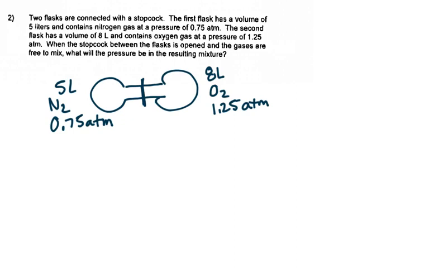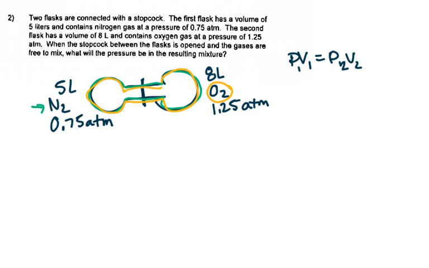It says when the stopcock is opened and the gases are free to mix, what will the pressure be in the resulting mixture? So what you have to do, we have Boyle's law, right? We have volume and pressure changing. So that's P1V1 equals P2V2. It's Boyle's law that we're using along with Dalton's law. So what we have to do is figure out how much pressure the N2 gas will exert when it's inside the whole thing. And then how much pressure the O2 gas will exert in the whole thing. And then we can add those two pressures together.